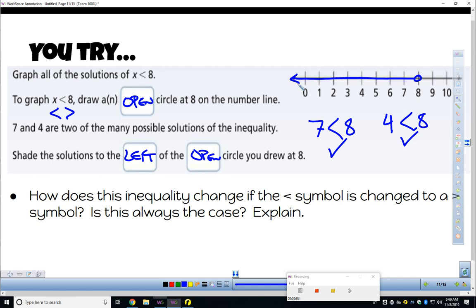All right. At the bottom here, something I want you to think about, how does this inequality change if our less than symbol is changed to a greater than symbol? Would this always be the case? And explain. So I want you to think about that and jot your answer down. I would invite you to pause the screen while you're thinking.